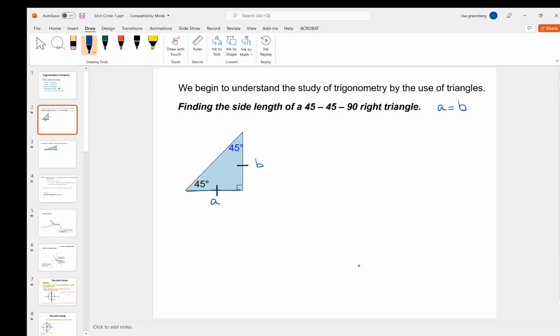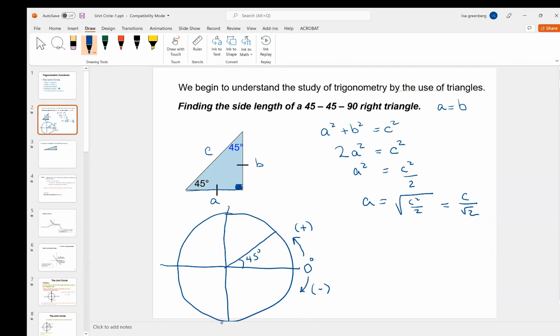I'm going to use the Pythagorean theorem. I can always use the Pythagorean theorem on a right triangle. This is a right triangle, and a right triangle has one angle that's 90 degrees. So we can say that A squared plus B squared equals C squared. And I already said A and B are the same, so 2A squared equals C squared. If I want to know what A is, A squared is equal to C squared over 2, and A is equal to the square root of C squared over 2, which is the same as C over the square root of 2. The reason we call this a unit circle is because the radius is equal to 1 unit.